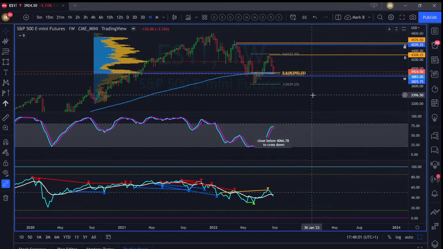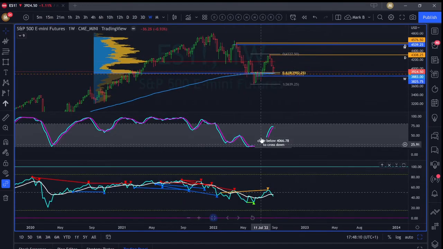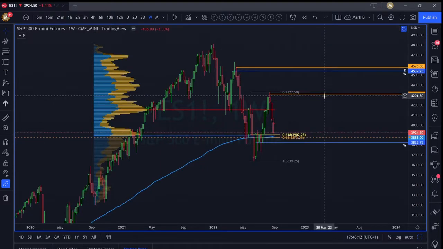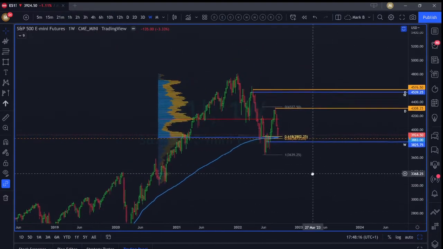So that's, let's see how that goes into next week. Kind of not really giving us much interest there. Only really interested in those at the critical regions. But if we look at price, we've got some interesting things to look at, I think.